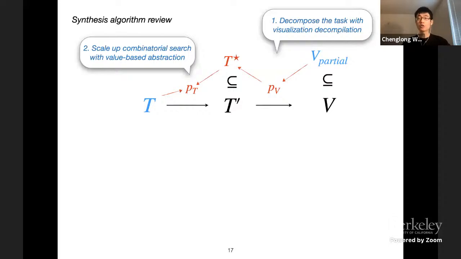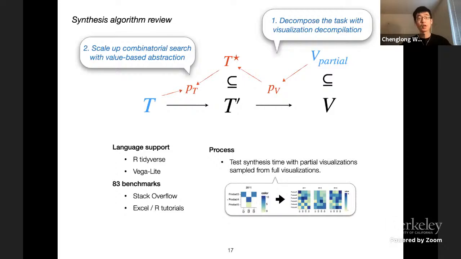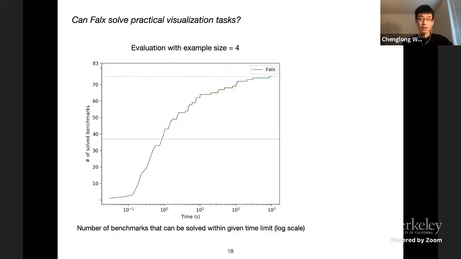As an evaluation to understand how well it works in practice, we evaluate with a practical library, R tidyverse and the visualization library Vega-Lite, which collects 83 benchmarks about visualizations people have online, and we use a sampled visualization to test the efficiency of the algorithm. This is a result that shows the number of benchmarks that can be solved within a given time limit. The x-axis, in log scale, shows the time limit for each benchmark. The y-axis shows the number of benchmarks.